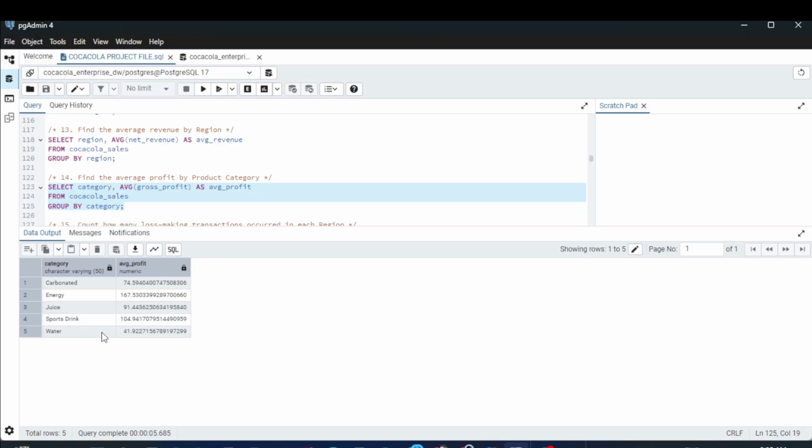So now we want to identify the region with the highest total loss. So we run this, and it is going to give us the region that has the highest total loss. So we don't have a region, so you don't have any answer for that.